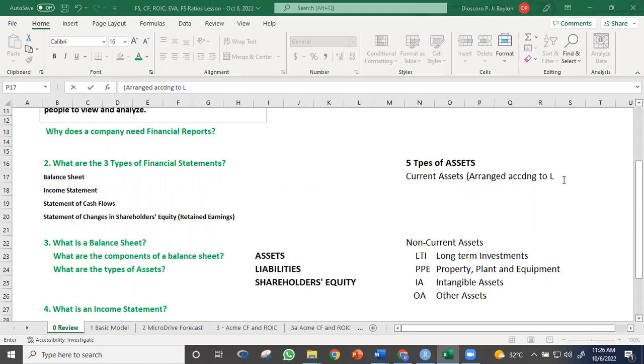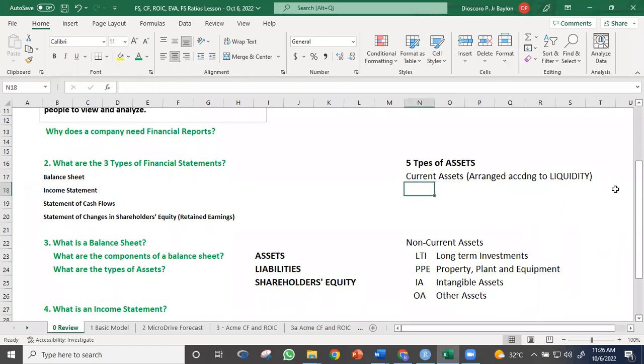All right. So kindly, when you answer, please chat it to everyone so that everybody benefits also from your contribution. So it's arranged according to liquidity. So we know that, of course, the most liquid asset is your cash.